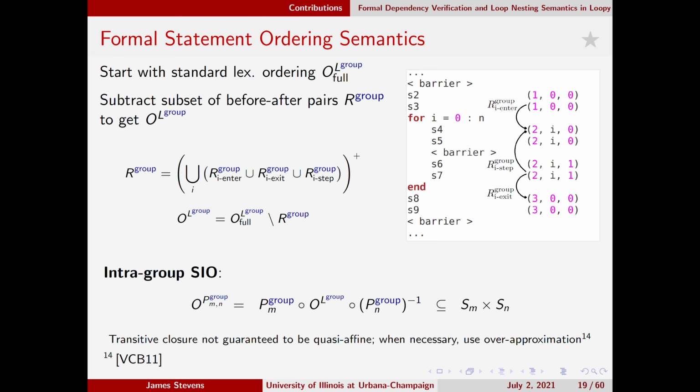And as the note at the bottom says, the transitive closure of this relation here is not guaranteed to be quasi-affine. So when necessary, we use an over-approximation that is guaranteed to be a superset of the transitive closure. Note that since we're subtracting this over-approximation, it can only cause us to under-approximate the true set of before-after statement instance pairs in the program. So it won't cause us to fail to detect a dependency violation.